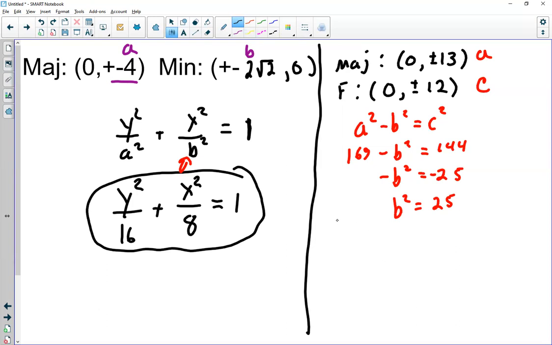All right. So x squared over 169 plus y squared over 25. Sorry, the major is on the y, right? So it shouldn't be x in the front. It's y squared in the front. Y squared over 169 plus x squared over 25 equals 1. Should always equal 1.